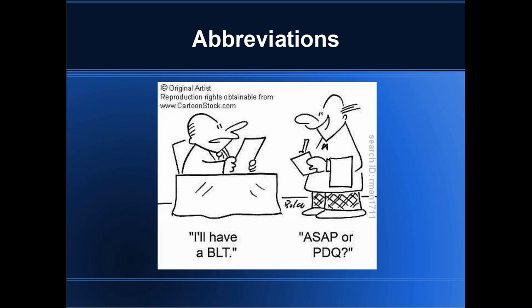And of course, you know me, I always have little cartoons, and I love this in terms of clarity because I think we've all been in conversations where it just sometimes gets out of control. And of course, here he's saying, I'll have a BLT. And the waiter's saying ASAP or PDQ, meaning pretty darn quick. I think all of you know that. Anyway, it's just funny. I always like to draw from real life on cartoons on that. So let's go. Here we go.